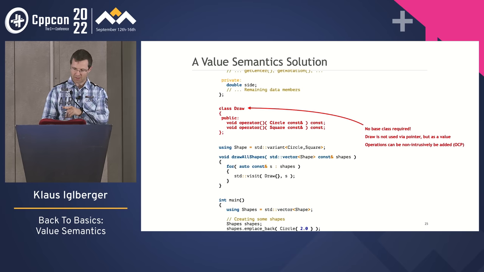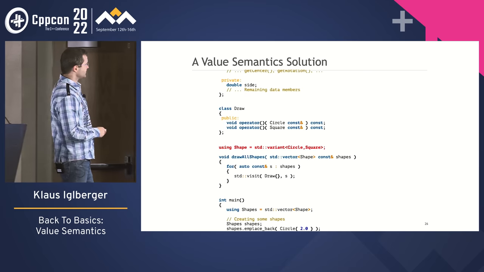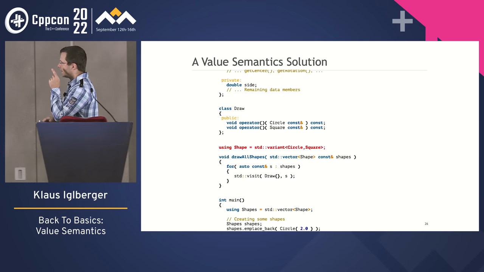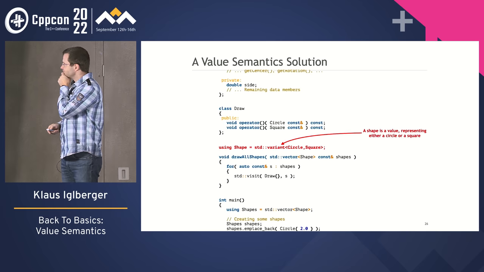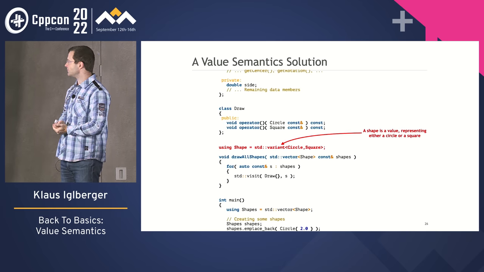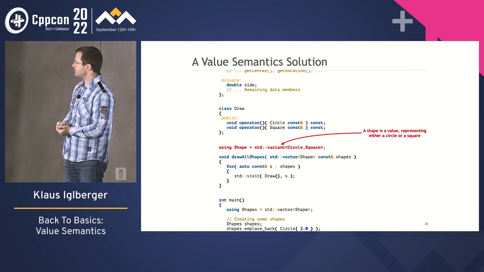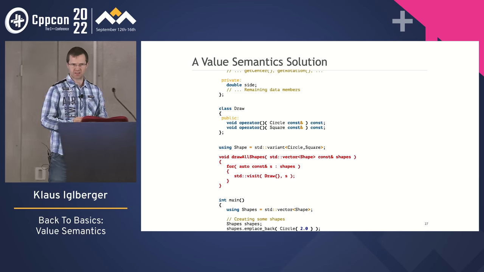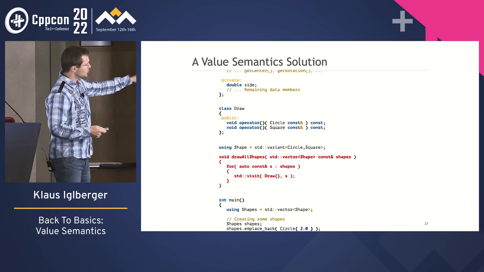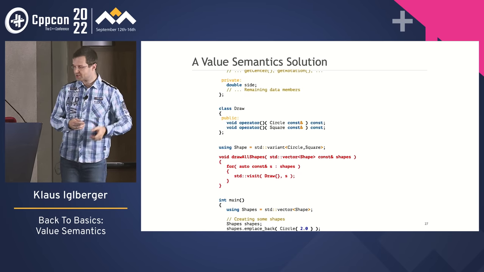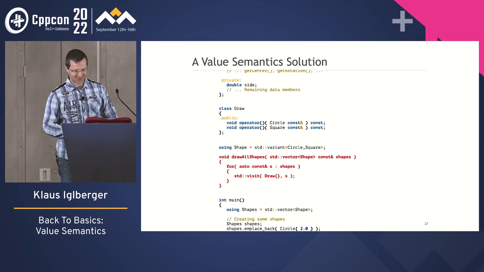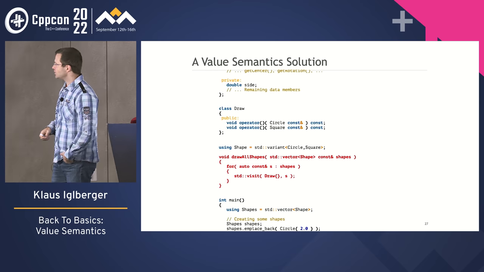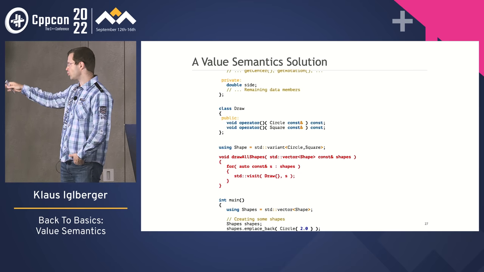And now, I said this. Then there is this variant, the variant that represents different kinds of shapes, circles, squares, and of course, potentially a few more. This is indeed value-like. This is indeed something that just represents the other two values. So values inside values, pretty nice. And we use that in draw all shapes, which now does not accept pointers anymore. Now it takes a vector of values, a vector of shapes, which is actually easier to read, easier to write, and actually makes a little more sense. Inside, we now use std::visit in order to apply an operation to this variant. So please draw whatever's inside the variant.